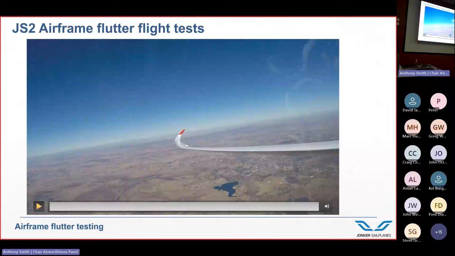So did you do a roll stick rap to start it? I think this was just an aileron pulse input. Okay, that initiated it. Right. So this was hitting the stick with a lot of confidence.